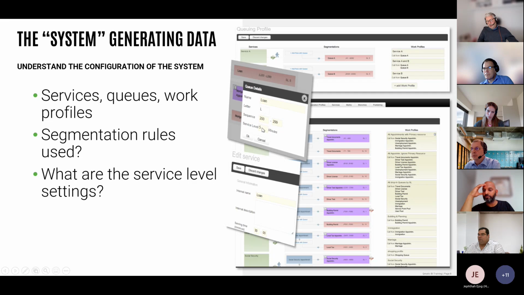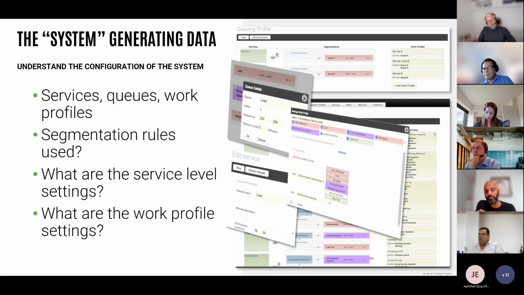Also, what are the service levels? I already mentioned those. Is there a service level set for certain services or queues? Because you see in certain standard reports, for example, a percentage of customers waiting longer than service level. Then you also need to know what the service level is. Otherwise, it doesn't make sense. And are there specific work profile settings, as I already mentioned?